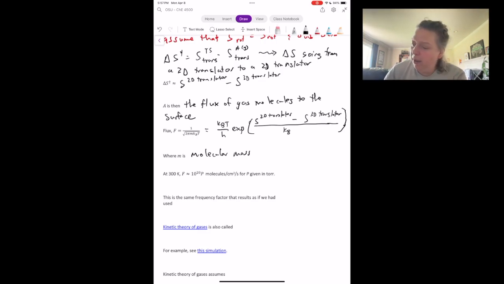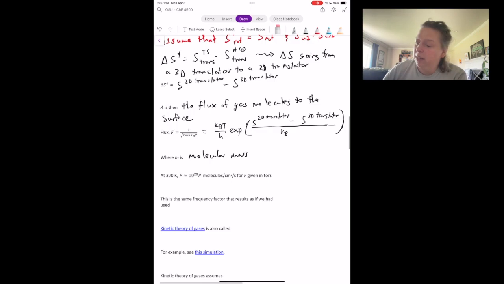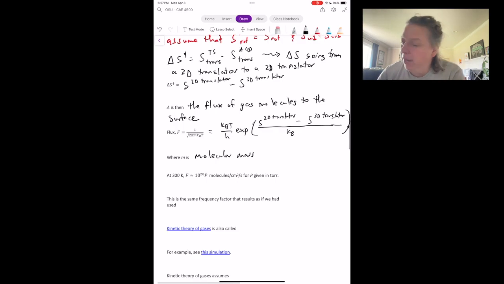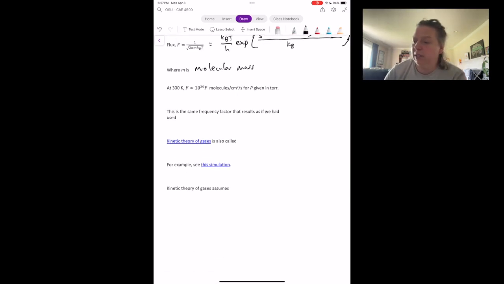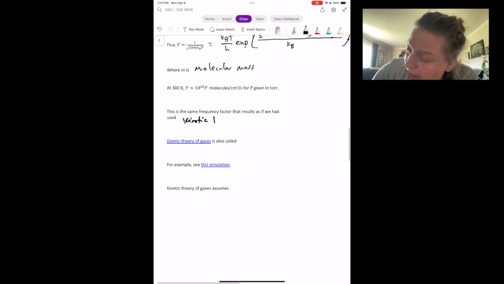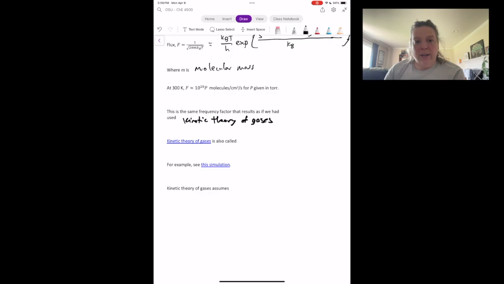So this is our frequency factor here if we are talking about an adsorption reaction and using transition state theory. Based on the assumptions that we made, this is the same frequency factor that would result if we had used kinetic theory of gases. So kinetic theory of gases is also called collision theory.